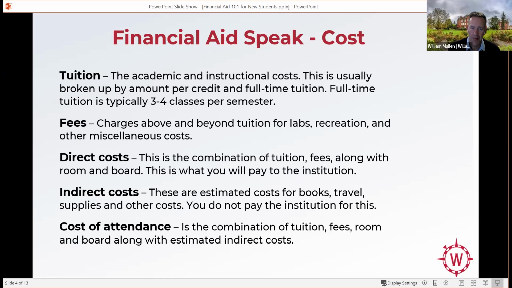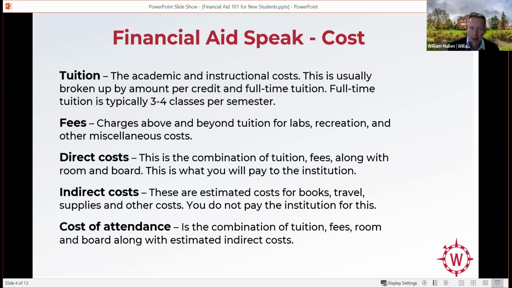So we also have fees as well. Fees can be anything that's above and beyond tuition: labs, recreation, some other miscellaneous costs. At Willamette, we have gotten rid of all fees for the following year, with the exception of one, and that's the student activity fee. That's a fee that students pay for various activities, and they can choose what they want to do with them. So we have actually gone about reducing the number of fees here at Willamette.